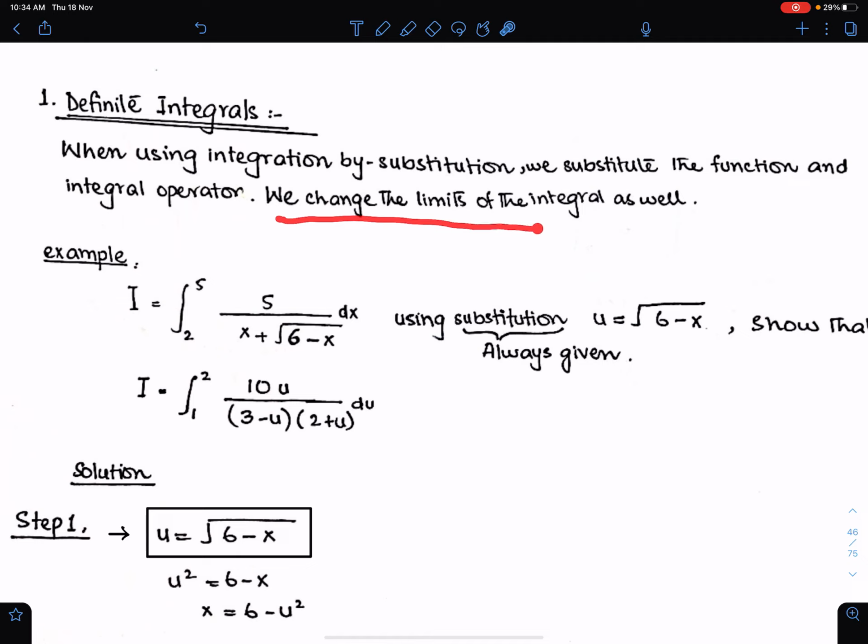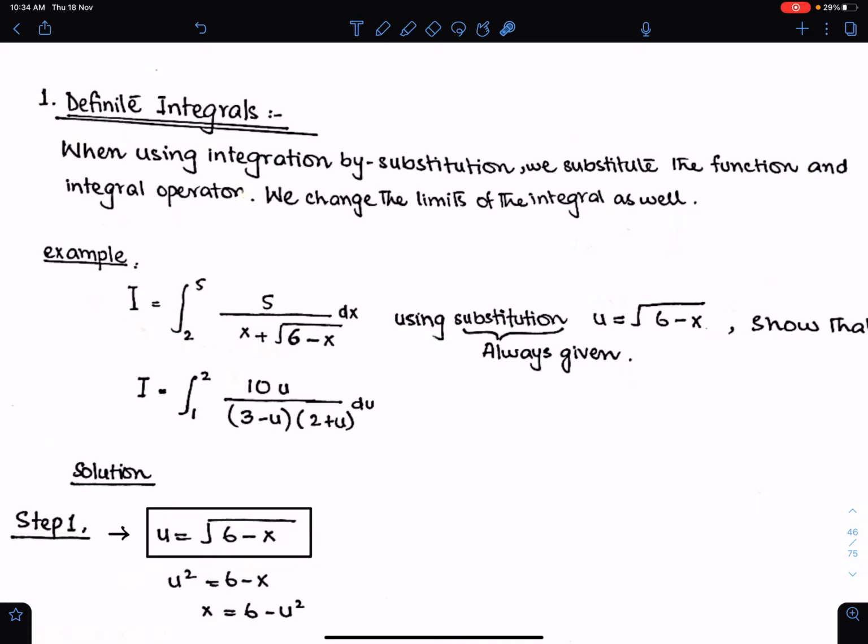We change the limits of the integral as well. So we do three things for definite integrals in integration by substitution. We substitute the function, we substitute the integral operator, and we change the limits. Fortunately, the substitution of the function will be given in the P3 syllabus. You don't need to suppose the function or substitution yourself. This will always be given in the P3 syllabus.